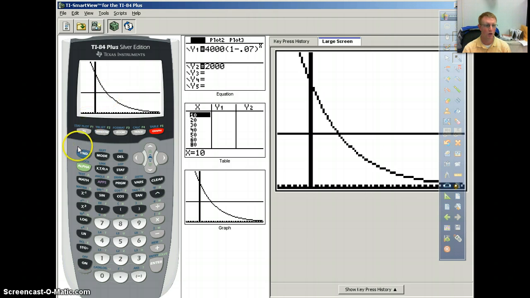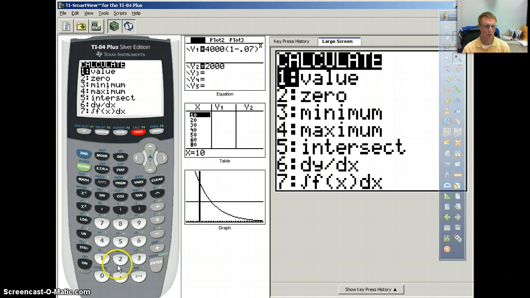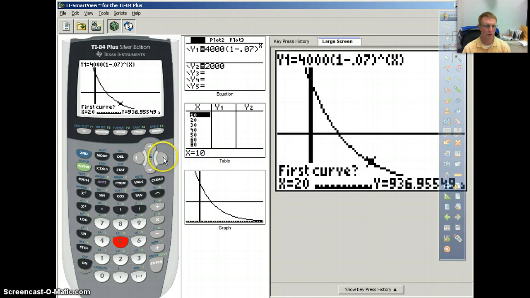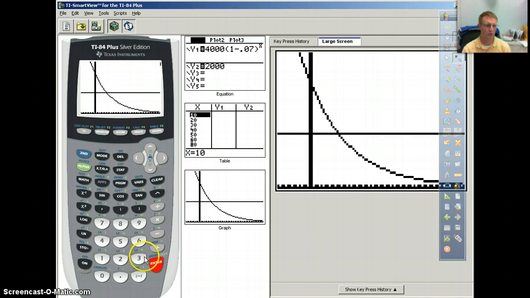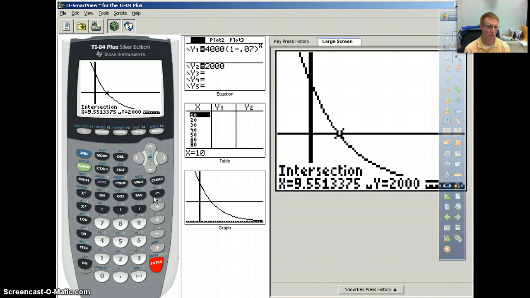So we go second, calc, 5. We're going to hit 5 because we want the intersection point. So what we do is we take this cursor and we get as close to that intersection point as we can on the first curve. Hit enter. It's already closed for the second curve. Hit enter. And then we hit enter a third time for our guess. And you can see that our intersection point is at x equals 9.55.